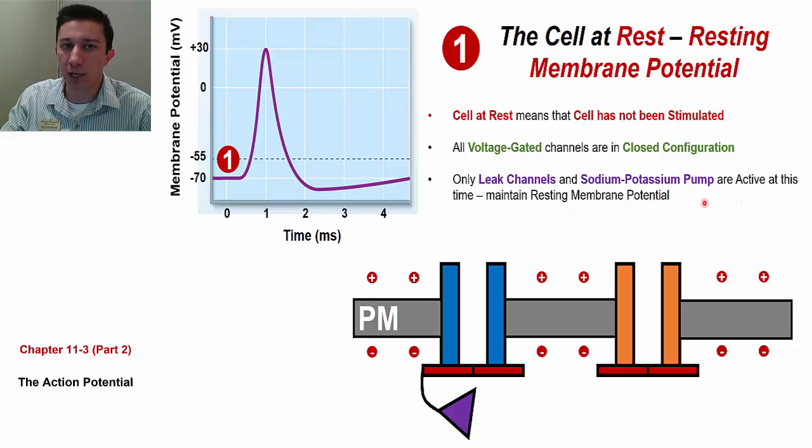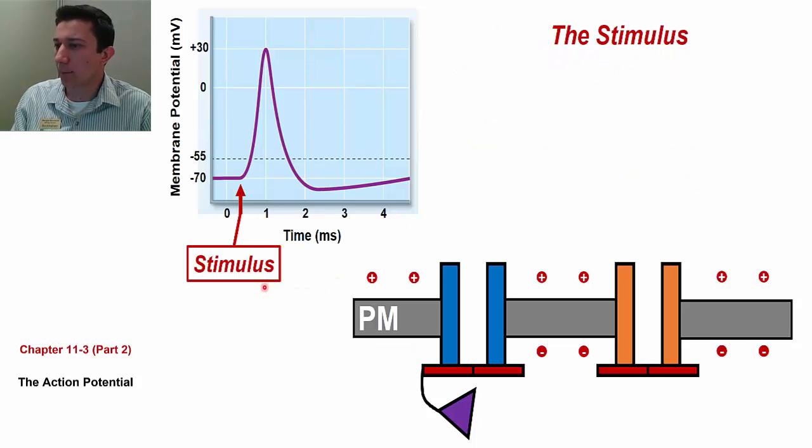Those are the only two channels that are actually seeing substances move across them at this point in time. I will point out too that these channels never really stop working before or during an action potential. So these channels are always seeing sodium and potassium moving through them. All right, so now we'll take a look at what happens when the cell is stimulated.